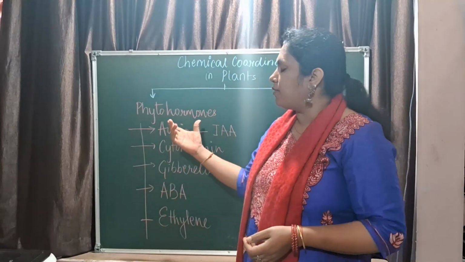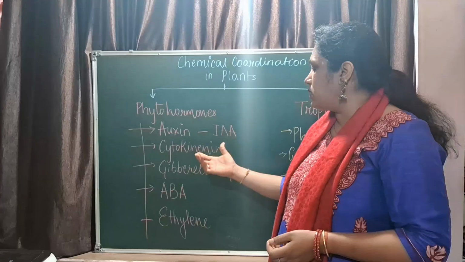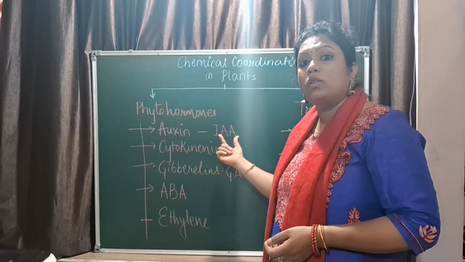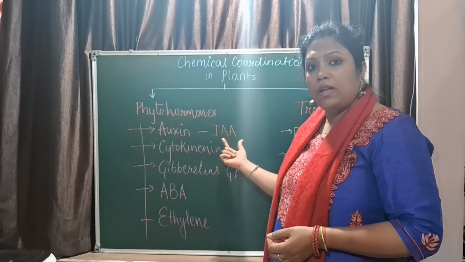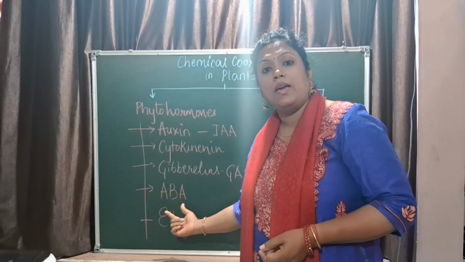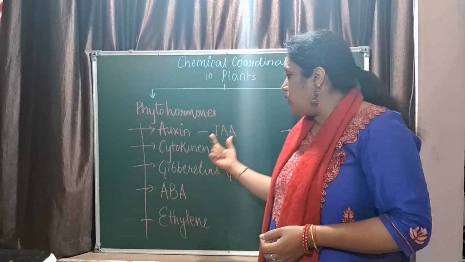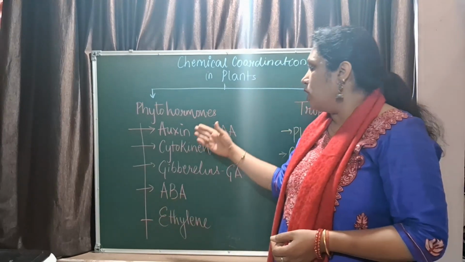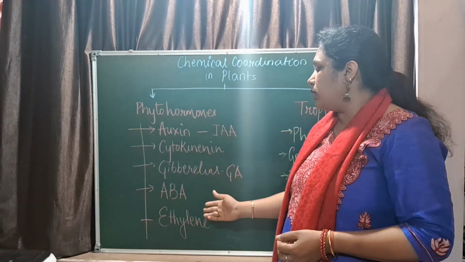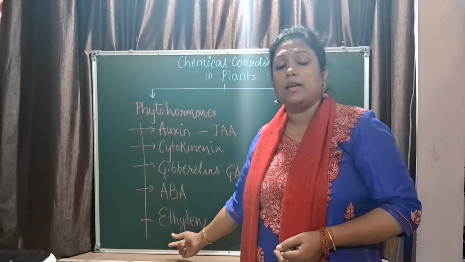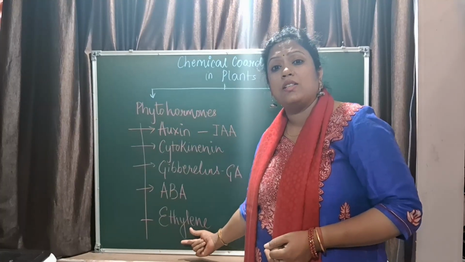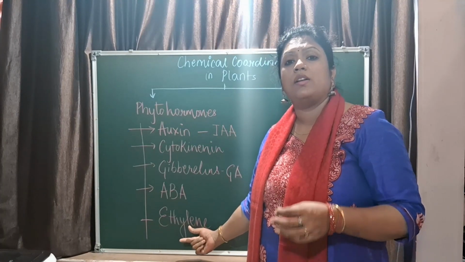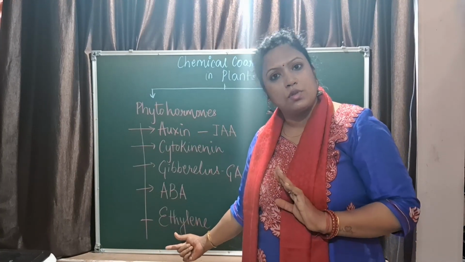In plant hormones or phytohormones, you will study about auxin, IAA, indole 3 acetic acid. This is very important for the full form. ABA, abscisic acid. Indole 3 acetic acid and abscisic acid, abbreviation questions can be asked. So, auxin, cytokinin, gibberellin, abscisic acid and ethylene. Ethylene is the only gaseous hormone present in the plant, generally responsible for ripening of the fruits.